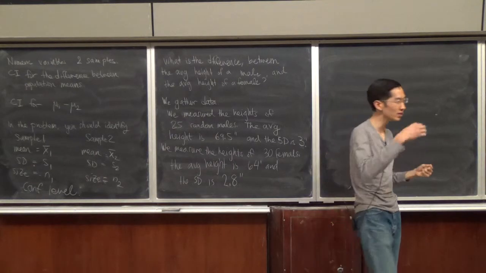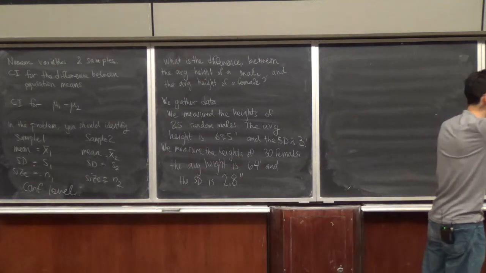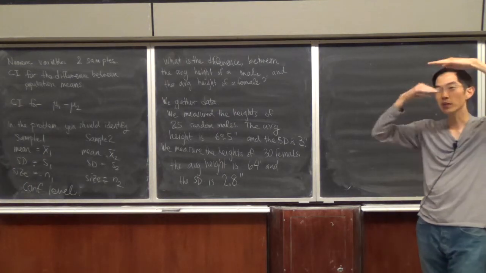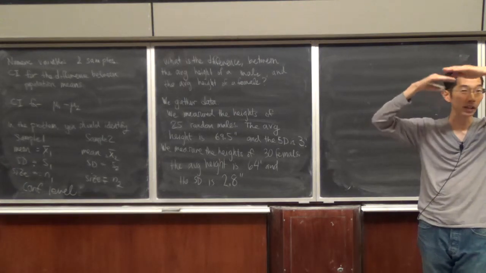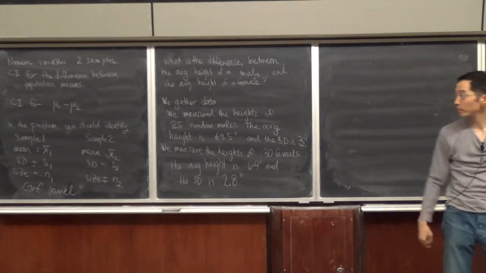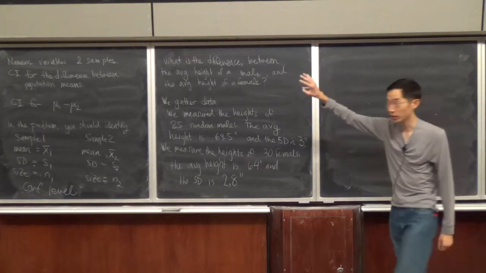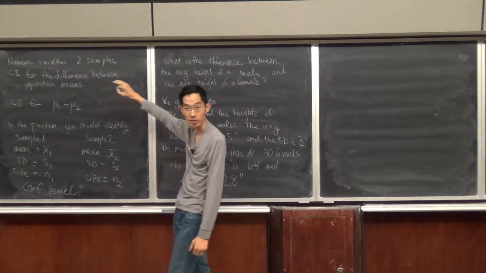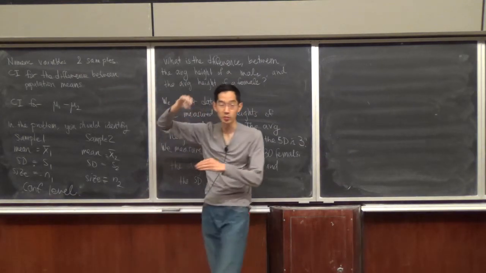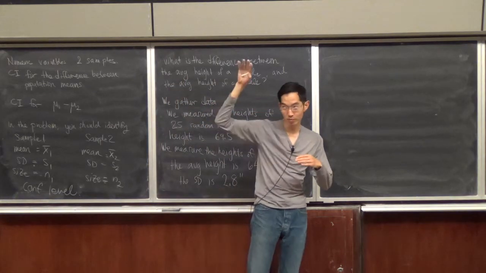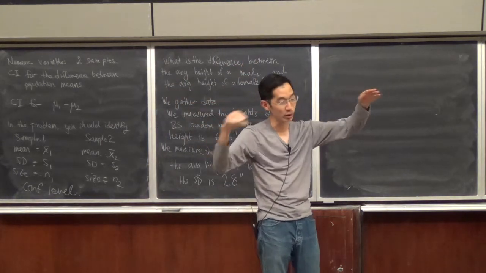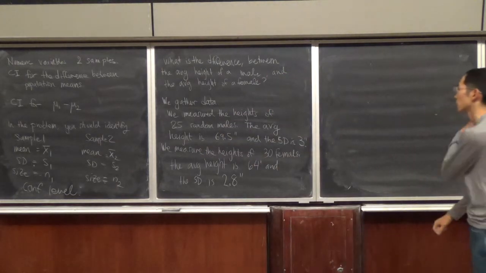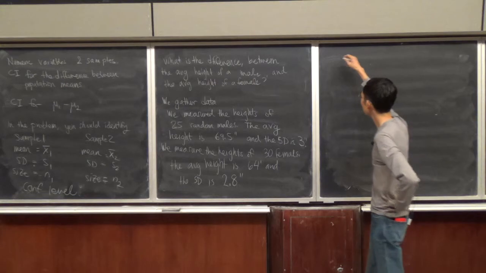So we're not asking how tall is the average male and how tall is the average female. We're asking what is the difference between the average male and the average female. That's what a confidence interval for the difference between population means is talking about. We're not talking about the individual mean, or this group's mean and that group's mean. We're just talking about the difference between them.